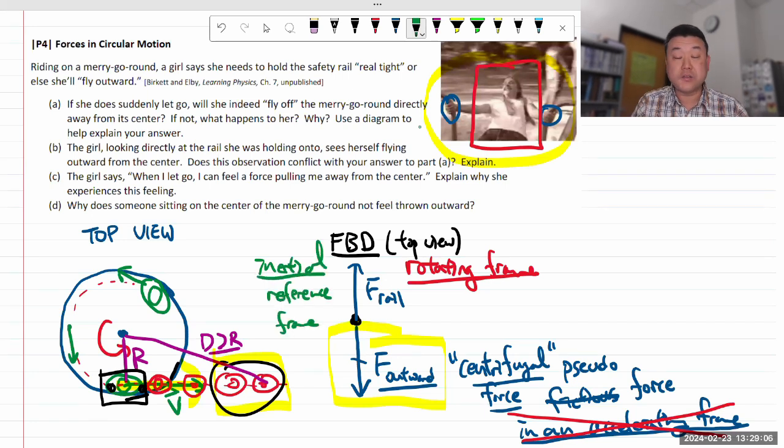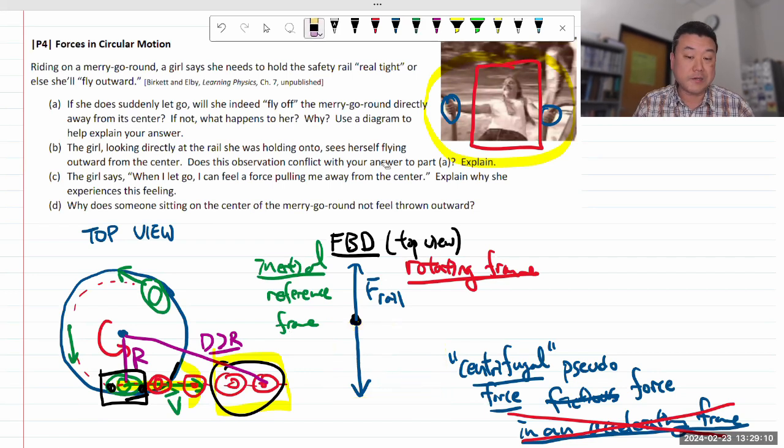What happens in an inertial reference frame is that this outward force simply isn't there. Imagine the girl holding onto the railing. What's pushing her outside? No object is touching her to push her outside. And the only non-contact force there can be is gravity, and gravity is pulling her down, not pushing her outside. So this is the picture, point 1.